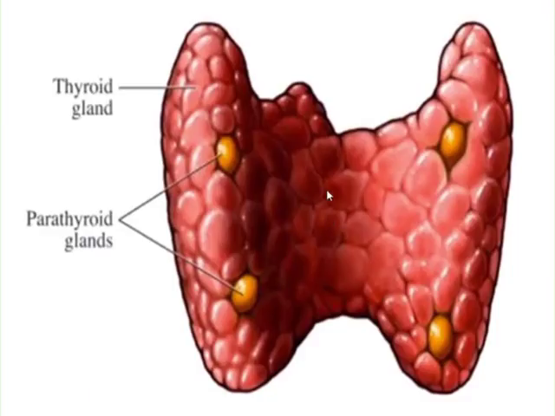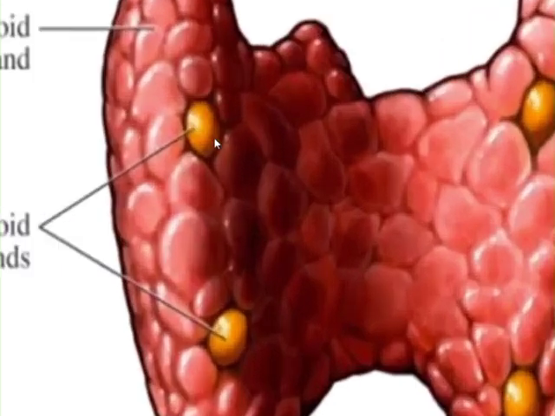This is its back view. You can see it has two lobes connected by the bridge, and small pea-like circular structures are embedded in the two lobes of the thyroid gland. These yellowish structures are called the parathyroid glands.